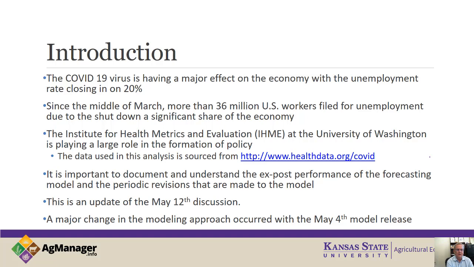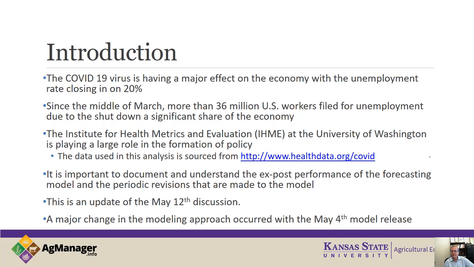Again, the virus is continuing to have a major effect on the economy, with the unemployment rate probably closing in on 20% or a little bit over 20%. Since the middle of March, roughly 36 million U.S. workers have filed for unemployment due to the shutdown of a significant share of the economy. Certainly the supply chains have changed drastically, moving from a strong consumption of food away from home to at home. And roughly pre-COVID, about 55% of the food was consumed away from home.